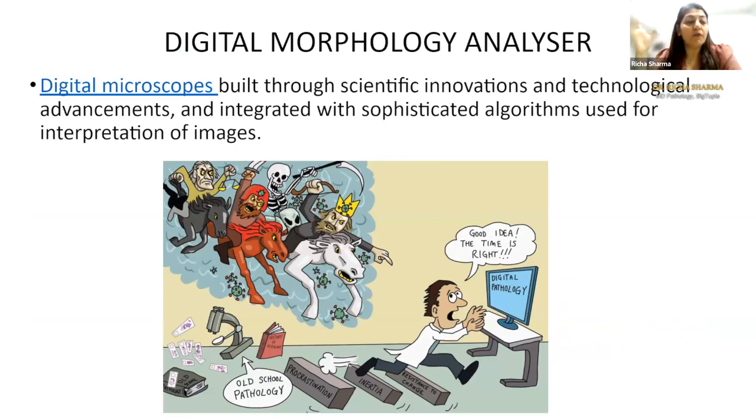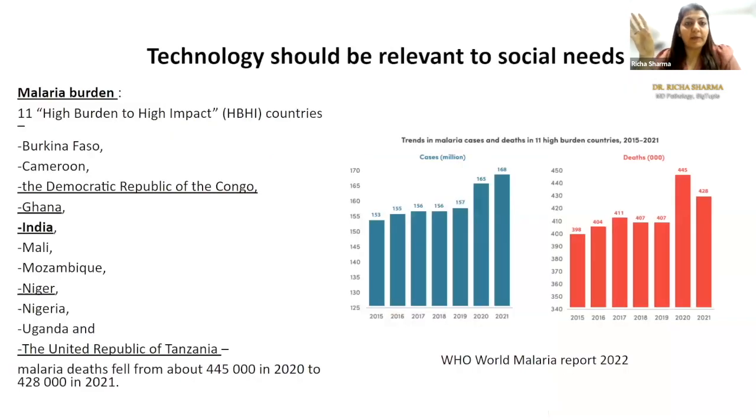So, what is a digital morphology analyzer? It is basically a smart microscope. It's a digital microscope integrated with sophisticated algorithms, which will interpret images. Now the technology needs to be relevant to the time. It was not relevant in the 1960s. But now the digital imaging, the algorithms, everything has improved. The computers have phenomenally changed. The face has changed, the technology has changed. So DMAs are more acceptable now.